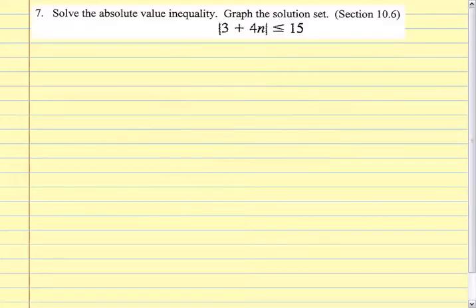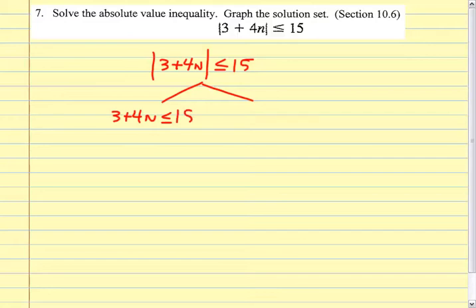All right, let's look at this next one. Solve the absolute value inequality. It says the absolute value of 3 plus 4n is less than or equal to 15. What do I need to do? I don't have to isolate the absolute value, it's already by itself. So I'm ready to go ahead and separate it. So I get 3 plus 4n is less than or equal to 15. I write it just without the absolute value. Then I get 3 plus 4n is greater than or equal to negative 15.